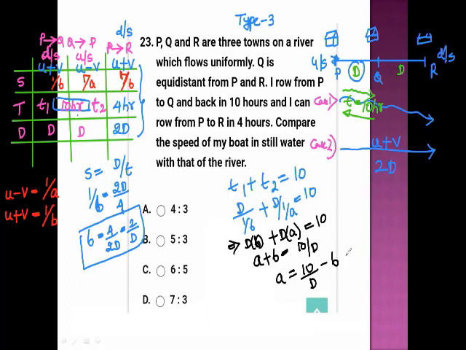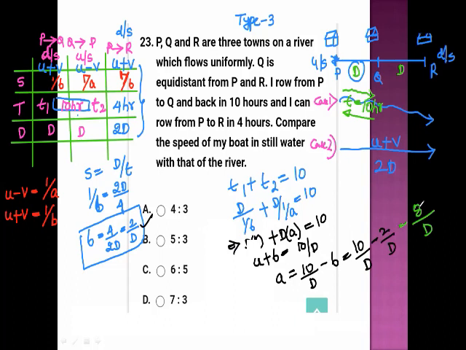Of course we know b. So what is b? b is 2 by d. So 10 minus 2, divided by d, therefore you will get 8 by d. You will get a equal to 8 by d.